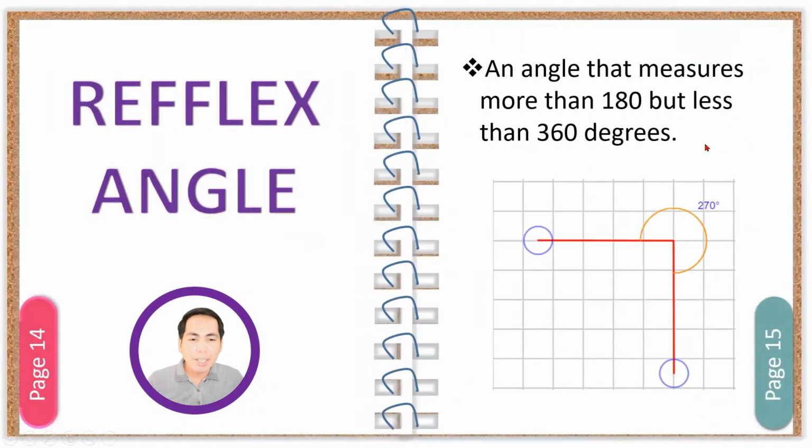A reflex angle is an angle that measures more than 180 degrees but less than 360 degrees. So an example given here is an angle that measures 270 degrees, because an angle that measures 270 degrees is an angle that measures more than 180 but less than the 360.